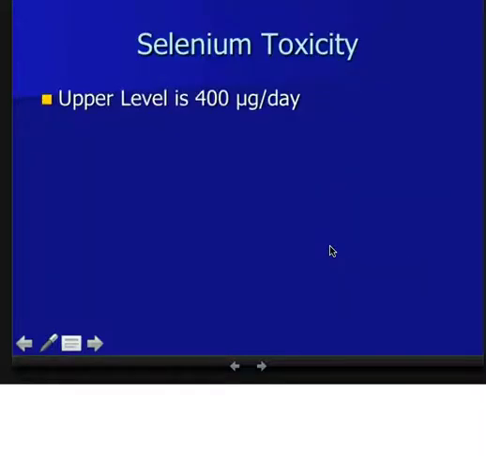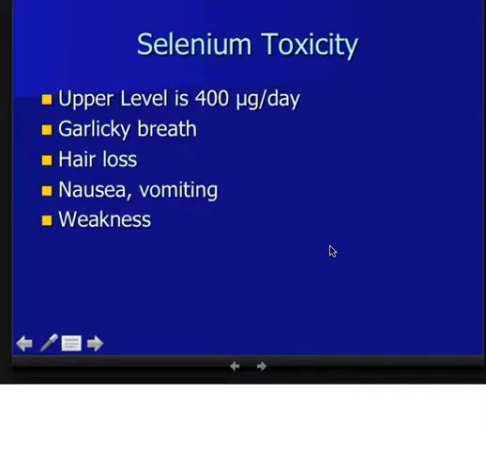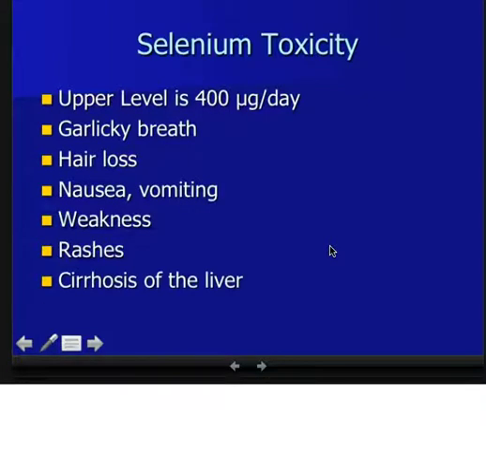What does selenium toxicity look like? Well, it's characterized by an upper level of 400 micrograms per day or greater. You tend to have a garlicky breath, hair loss, nausea, vomiting, weakness, rashes, and cirrhosis of the liver, which is not a good thing. The liver is a very important organ in the body.